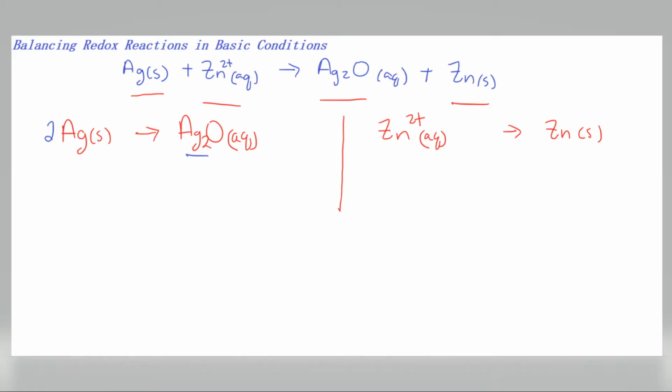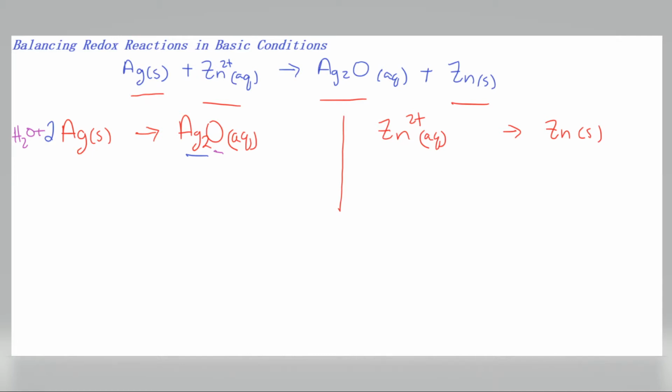Second step is balancing your oxygens by adding essentially water to the system. Okay, so I've noticed that there's 1 oxygen on the right hand side, so I'm going to add 1 water on the left hand side because I'm just balancing the oxygens. Okay, but what you've done is you've added hydrogens to the system.